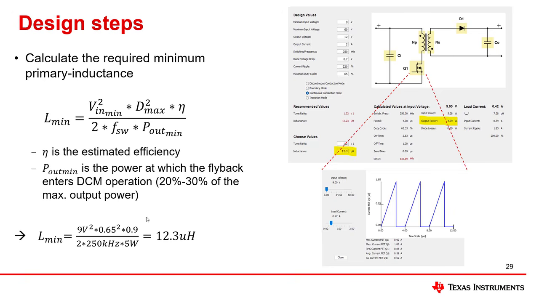In the Power Stage Designer, you can click on the FET symbol to see the current waveform through the primary inductance. With the sliders, the input voltage is set to the minimum. Then the output current can be reduced with the other slider until the current waveform shows the transition from CCM to DCM.